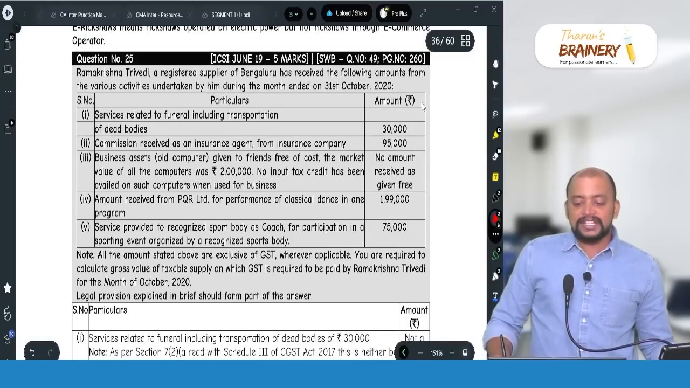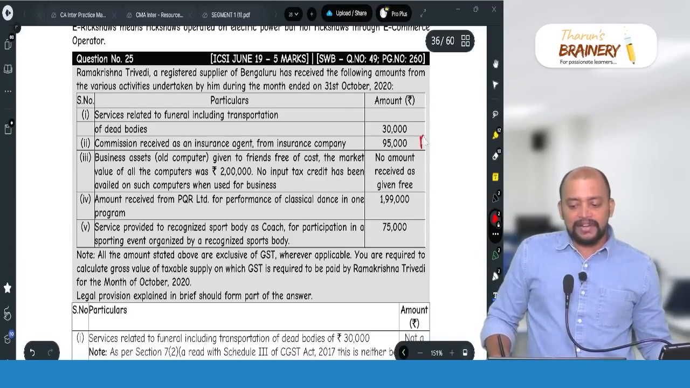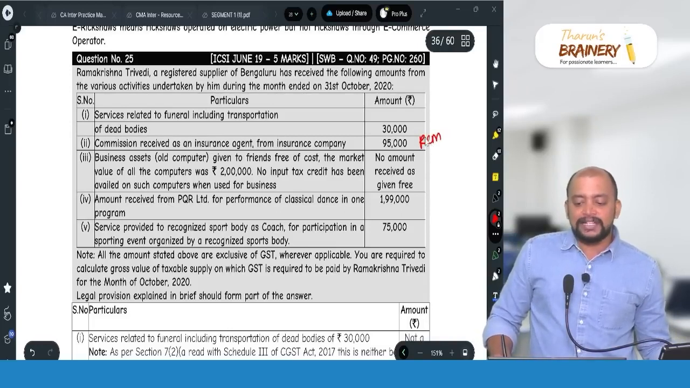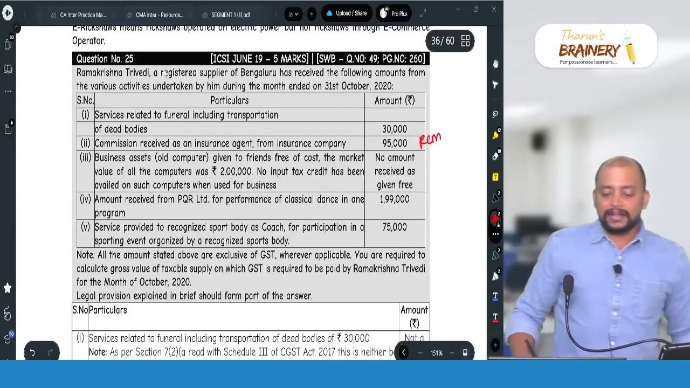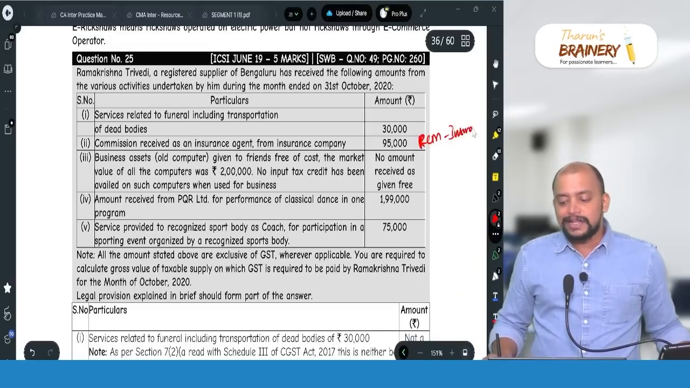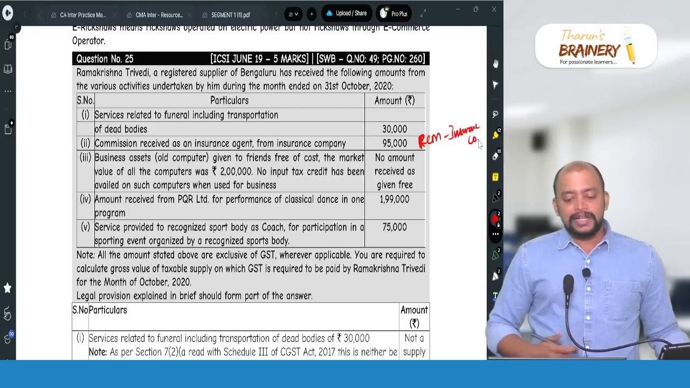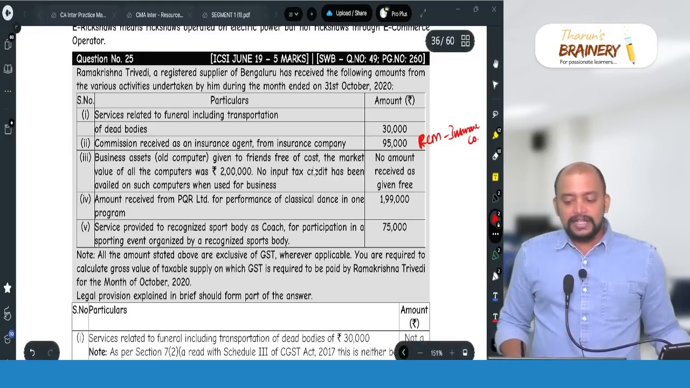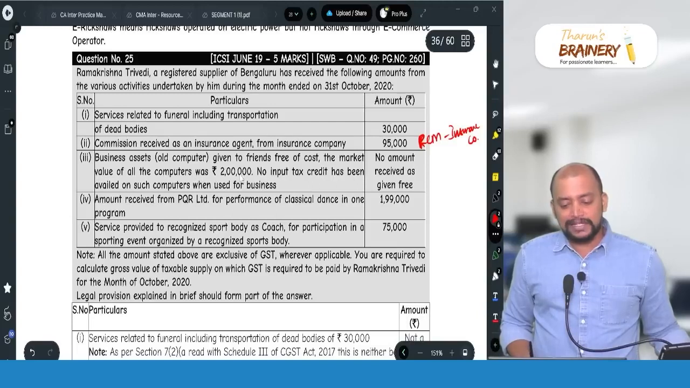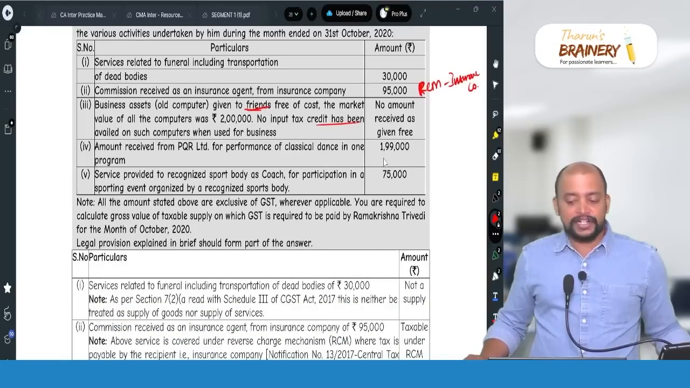Then commission received as insurance agent from insurance company. So insurance agent to insurance company is covered under RCM. So it is not taxable in the hands of the supplier. It is taxable in the hands of the insurance company, so the insurance company shall pay GST. Then business assets, old computers given to friends free of cost. The market value of all the computers was 2 lakhs. No input tax credit has been availed on such computers. Not a supply, because friends are not related and ITC is not availed. So disposal of business asset will not come.